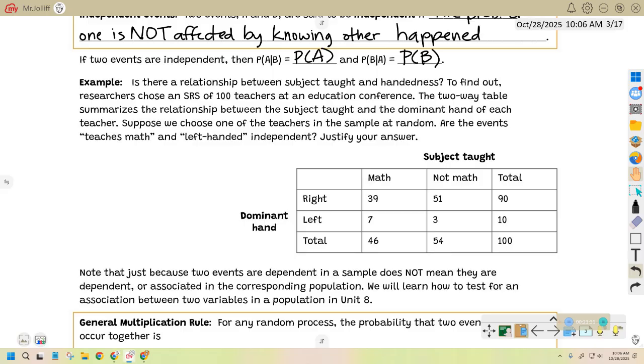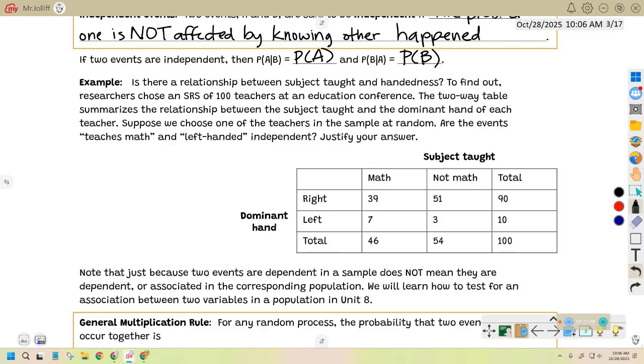So, the last statement says, are the events teaches math and left-handedness independent? I know if they're independent, P(teaches math given that they are left-handed) should just be P(teaches math). And P(left-handed given that they teach math) should just be P(left-handed). So we're going to check these relationships and see if those statements are true for this table. If they are true, the events are independent. If they're not true, the events are dependent.